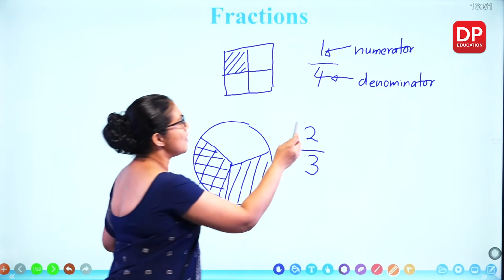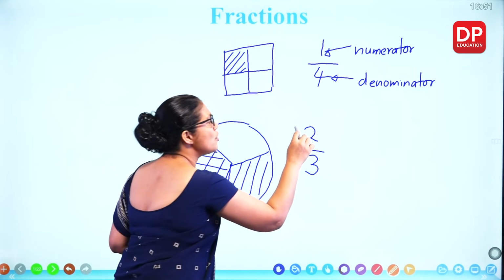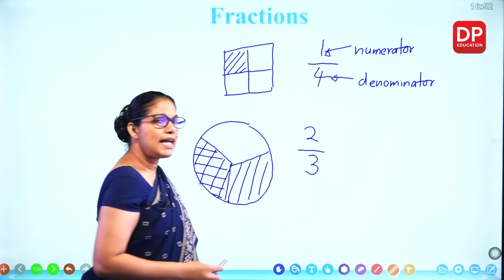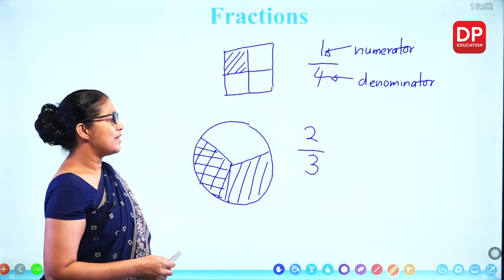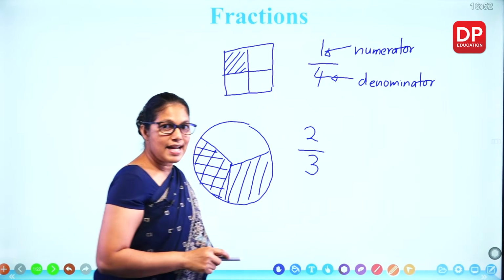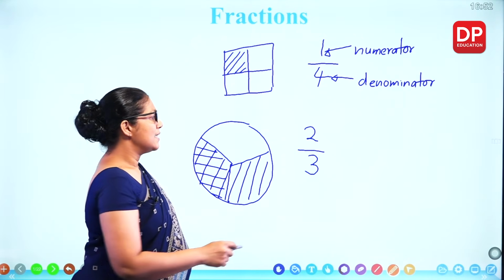So here, what is the numerator? The numerator is the number above the line and the denominator is the number below the line. So it's important to identify the numerator and the denominator.